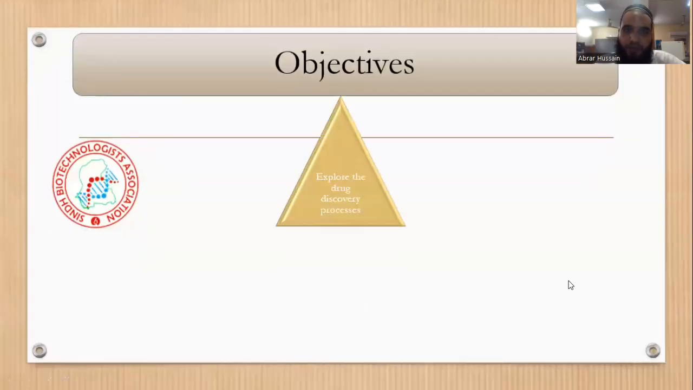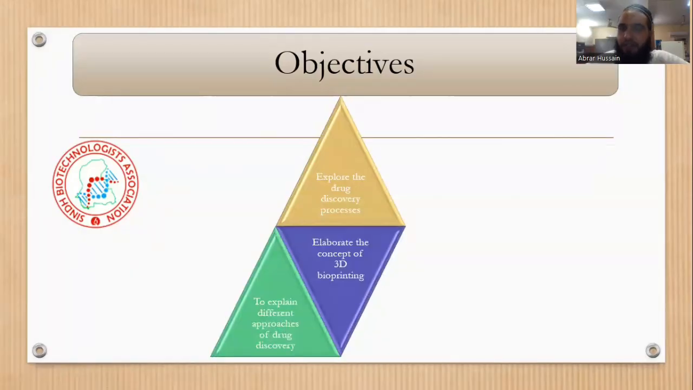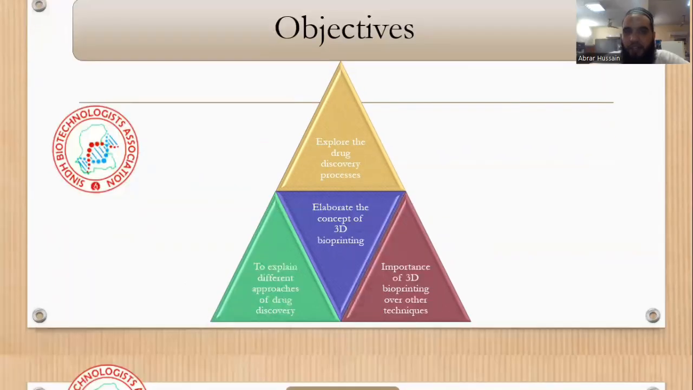The objectives of this session include the overview of drug discovery and its process, and an explanation of the different approaches of drug discovery which are still existing. What is 3D bioprinting, or what is the concept of 3D bioprinting, and what is the importance of 3D bioprinting over the other existing methods of drug discovery? So keep in mind this objective.